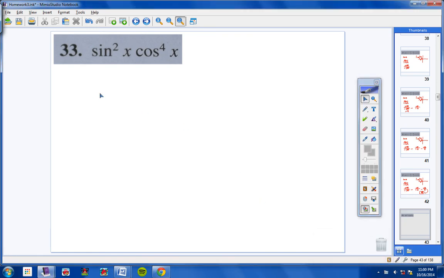Okay, students, moving on, number 33. We are going to use the power reducing formulas to rewrite the expression in terms of the first power of cosine. Now, this is probably going to be the longest problem that we do, okay? So take some really good notes and pause the video as much as you need to. All right, here we go.